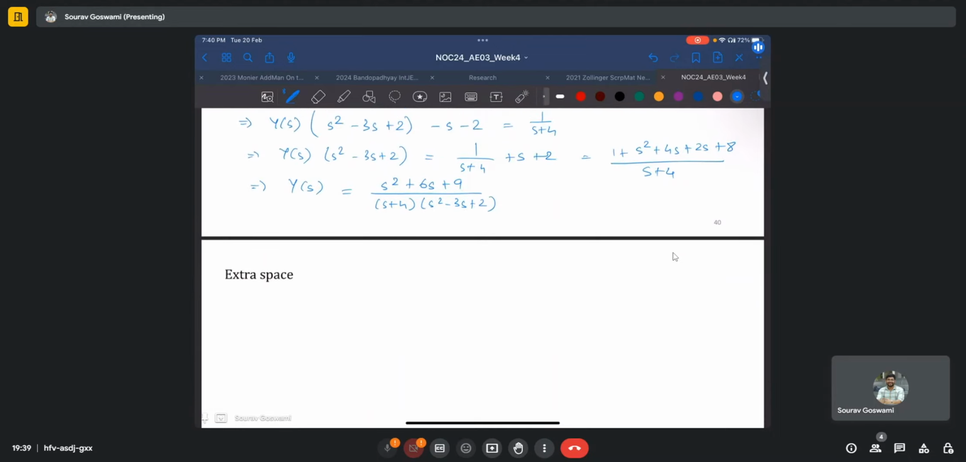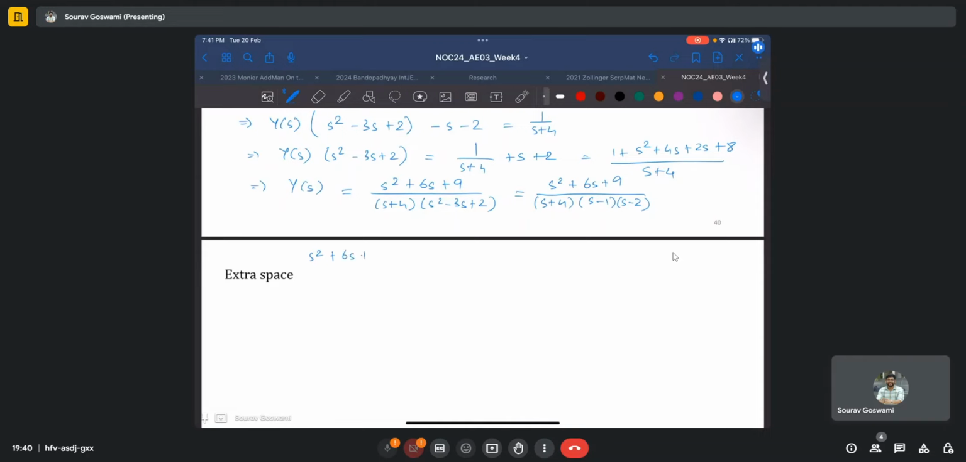Now s square minus 3s plus 2 is itself of the form (s minus a)(s minus b). So s square minus s minus 2s plus 2. So this will be (s plus 4)(s minus 1)(s minus 2). S square minus 2s minus s plus 2. Yes, that's correct. And we know that once we have a term of this type, we can break it into partial fractions.